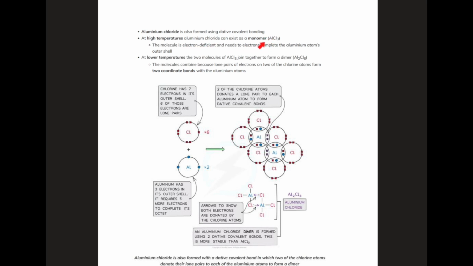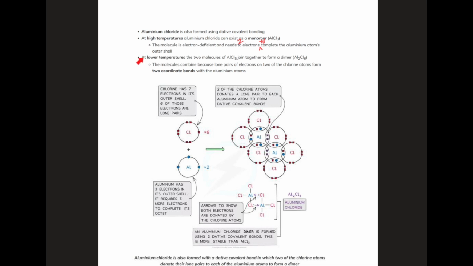They have only 6 valence electrons and need two electrons. Need two electrons to complete the aluminium atom's outer shell. So I put it in that way.